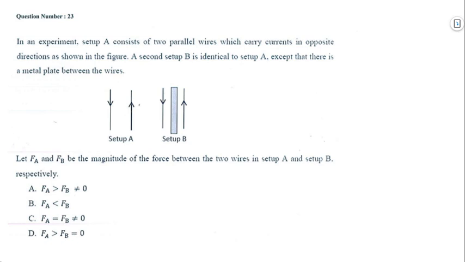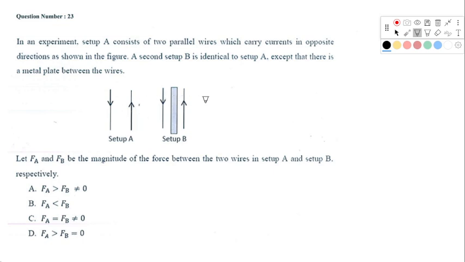Setup A में there are two wires which are kept at a certain distance from each other. In setup B also there are two similar wires, okay, which have been kept at the same distance from each other. But we have also a metal plate which is kept between these two wires. So basically, this difference is that apart from the two wires, there is an additional metal plate that is kept in setup B in comparison to setup A.